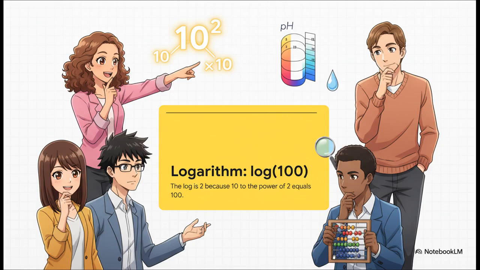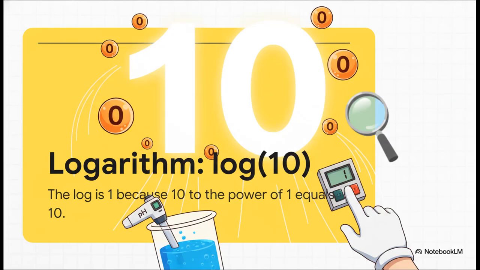You're already doing it. Okay, how about the log of 10? Same question. What power of 10 gives you 10? Well, that's just 10 to the power of 1. So the log of 10 is 1. Easy enough, right? For these bigger numbers, it's almost like you're just counting the zeros.